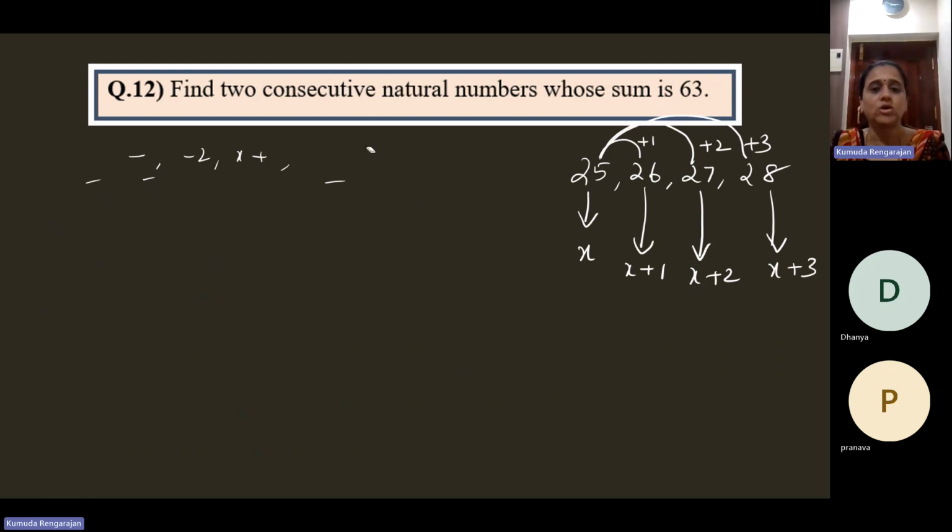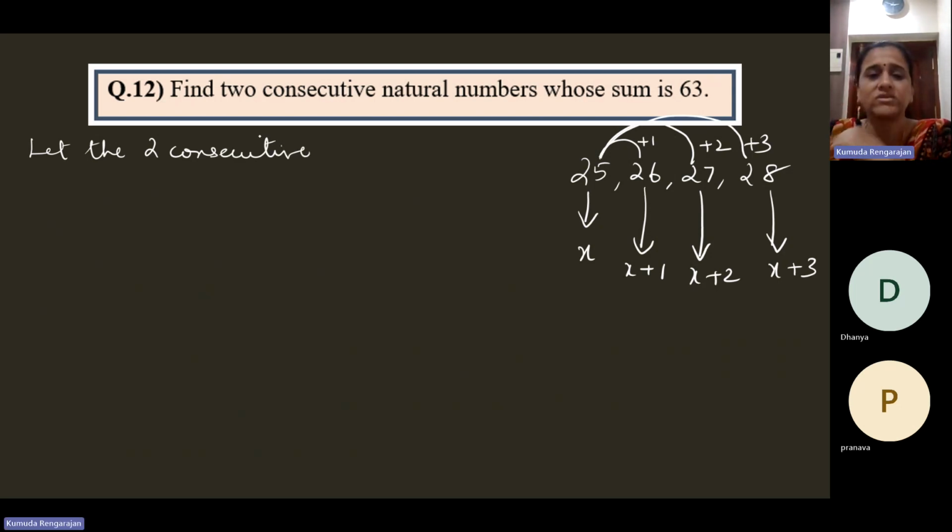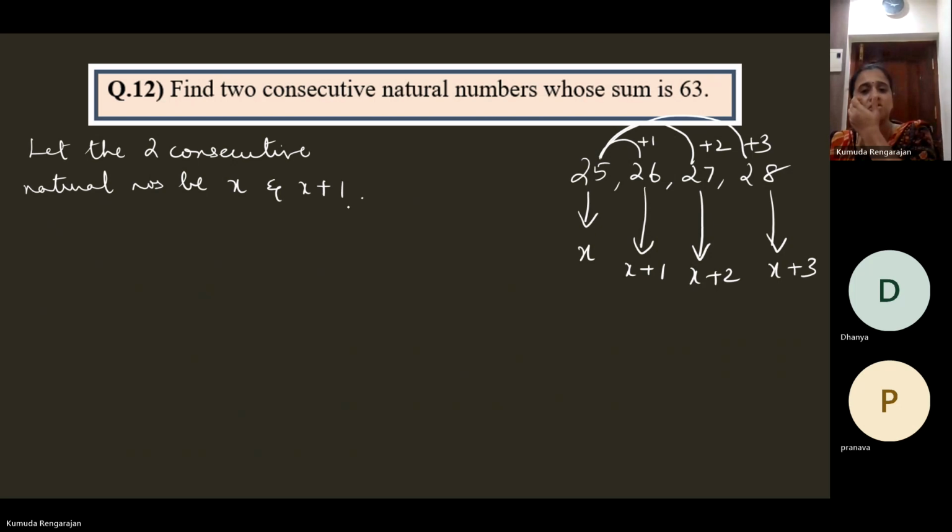But here it is, find two consecutive natural numbers. So let the two numbers be x and x plus 1. Consecutive means numbers that come one after the other. After 25, 26. After 26, 27. After 27, 28. Consecutive numbers are numbers that come one after the other. Let the two consecutive natural numbers be x and x plus 1. So this is the assumption.